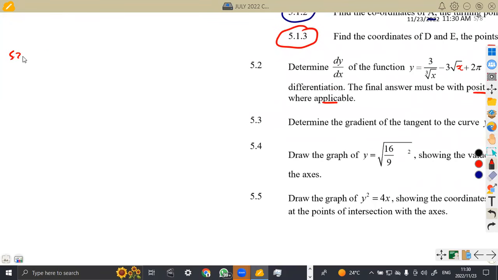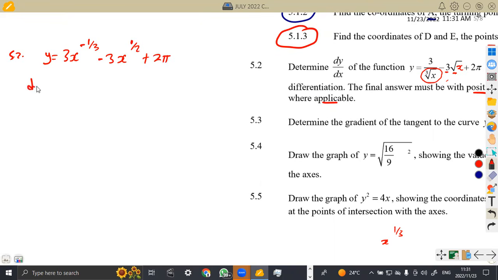So this is 5.2. We've got y is equal to, I'm going to rearrange first. Remember, the cube root of x, from our laws of exponents, means x to the exponent of a third. But we are having it in the denominator, so to write it in the top, it is going to be to the exponent of minus a third. Then minus 3 square root of x means minus 3 times x to the exponent of a half, plus 2 pi. So this is what we have.